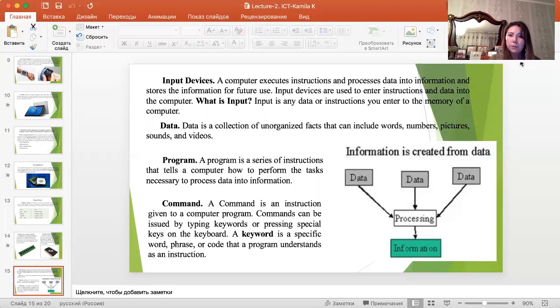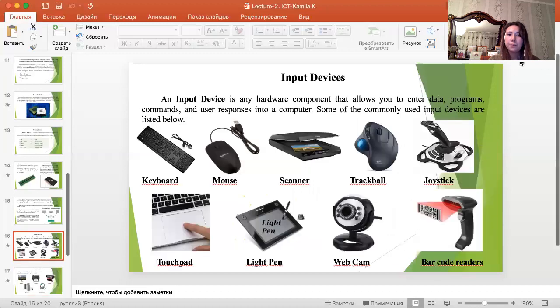Program. A program is a series of instructions that tells the computer how to perform the tasks necessary to process data into information. Command. A command is an instruction given to a computer program. Commands can be issued by typing keywords or pressing special keys on the keyboard. A keyword is a specific word, phrase, or code that the program understands as an instruction.